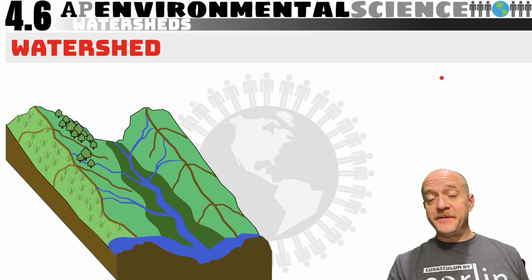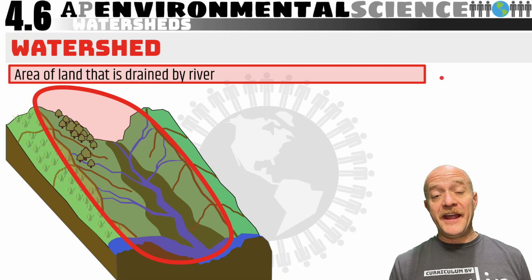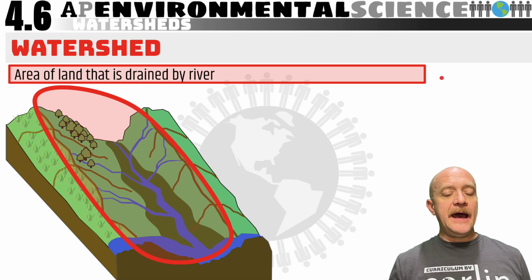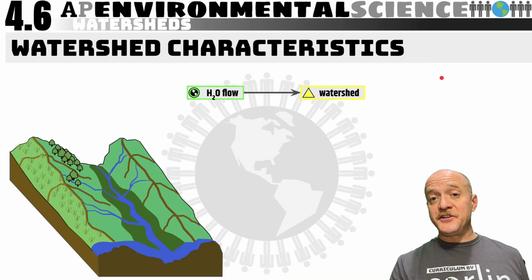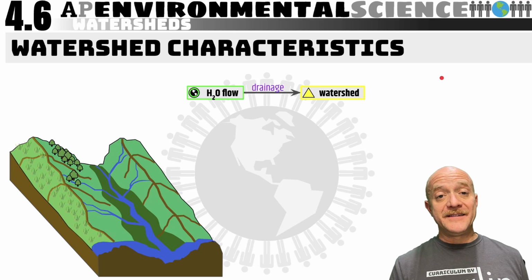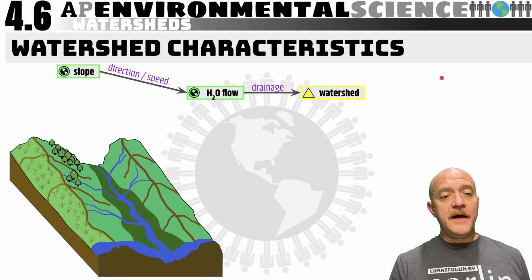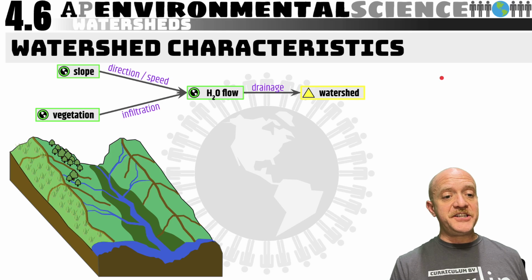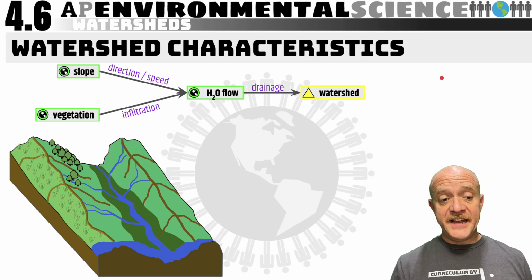So a watershed, simply put, is the area of land that is drained by a river. And watersheds can vary in size. Now, the watershed is determined by the water flow because it is draining a particular area. And the flow rate is going to be dependent on the slope, the direction or the speed, and also the amount of vegetation, because there will be more infiltration in areas where there is more vegetation.